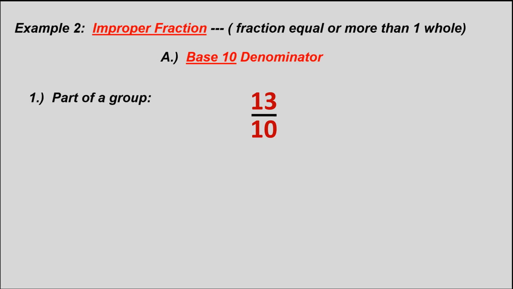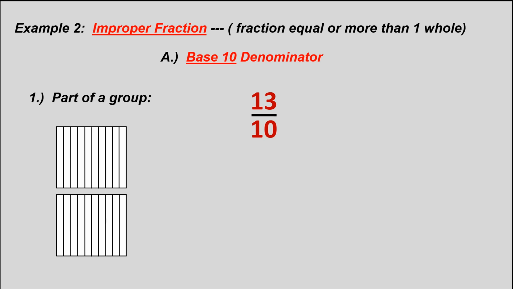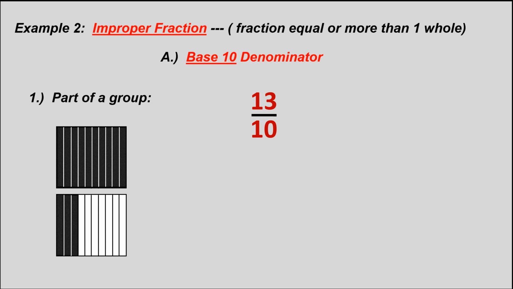Example 2, improper fractions, fractions that are greater than or equal to 1 whole. Part A, an improper fraction with a base 10 denominator. Let's select the fraction 13/10 as our example. Number 1, part of a group representation. The denominator of the fraction is divided into 10 equal parts or tenths, and 13 equal parts are shaded, its numerator. Visually, our fraction is clearly greater than 1. Consequently, our part of the group solution is 13 equal parts shaded out of a total of 10 equal parts.